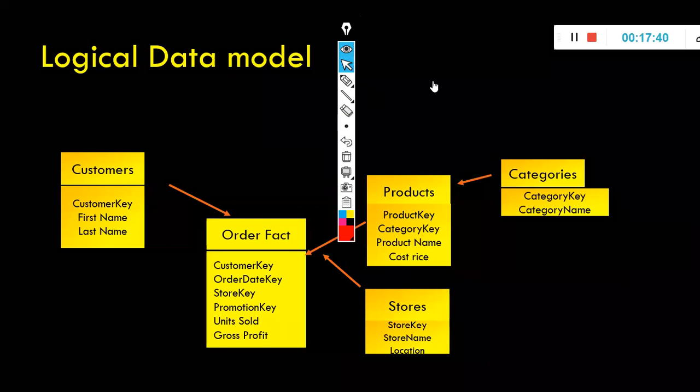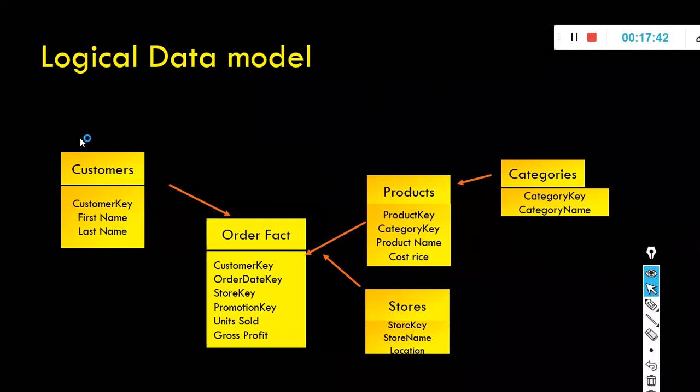So these are called lookup tables. The customer table and products table are called your lookup tables, including stores and categories, whereas the order fact is not a lookup table, it's a transaction table. Why do we call these lookup tables? These lookup tables will not get changed as frequently as the transaction data will get changed.